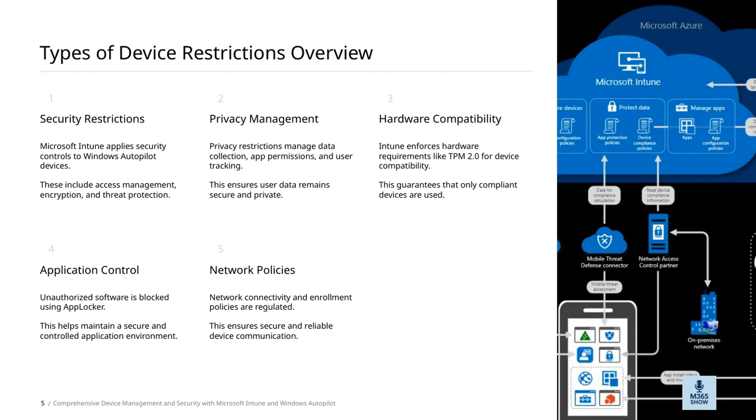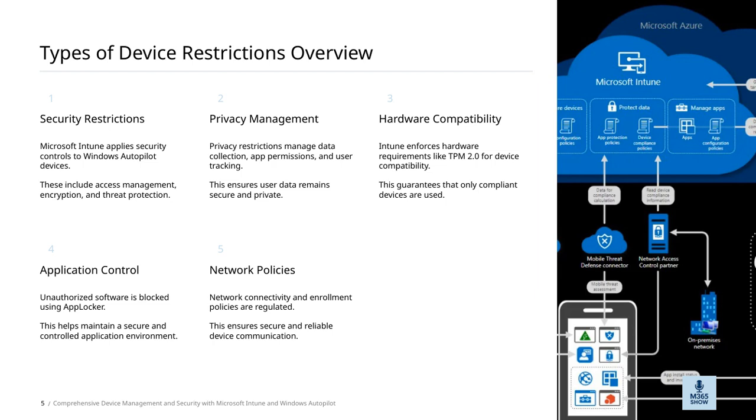Next, we have application control through AppLocker. This feature blocks unauthorized software from running on devices, helping us keep a secure and controlled application environment. It's about making sure only approved applications are used, which reduces risks and enhances security. Then there's hardware compatibility. Intune enforces hardware requirements like TPM2, which is essential for device integrity and security. By doing so, we ensure that only devices that meet our standards and are compatible with our security features are in use.